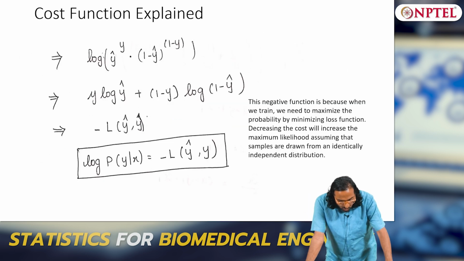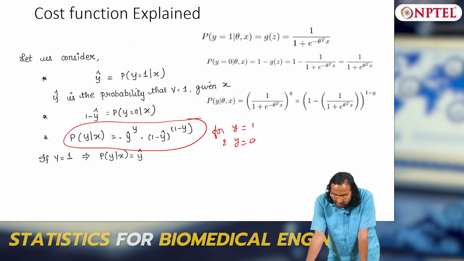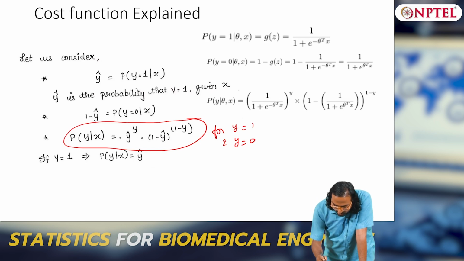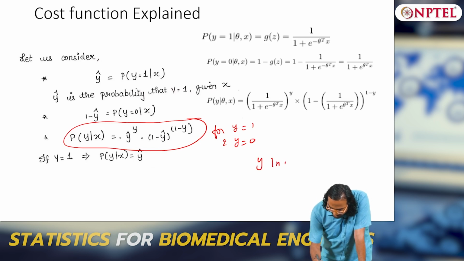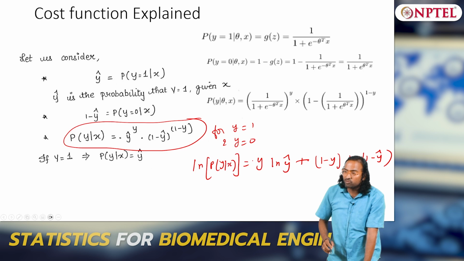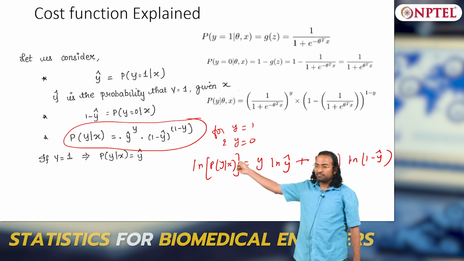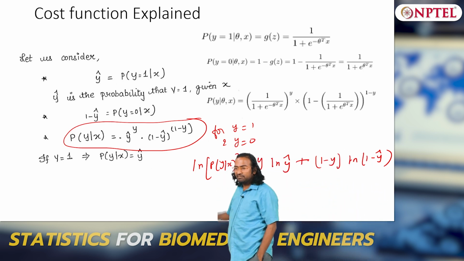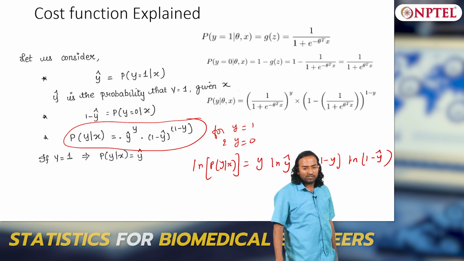Now what am I going to do? I am going to take logarithm on both the sides. What will happen if I take logarithm? I will have y ln y hat plus 1 minus y ln 1 minus y hat. This is ln of probability of y given x. I am taking the logarithm function on both the sides, so this is what I have. Everybody clear with that? How did I get it? Simple ln function. Okay.